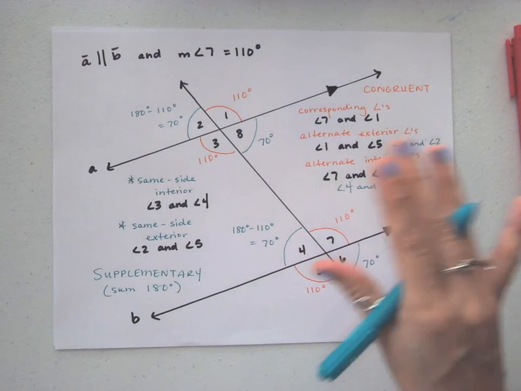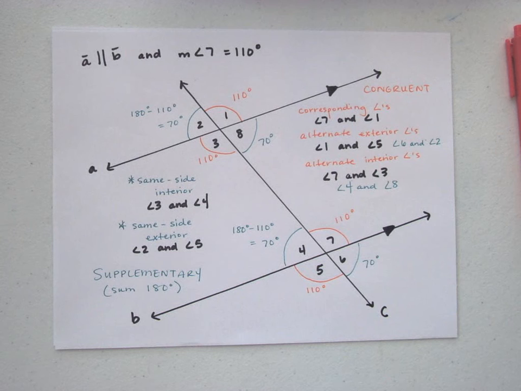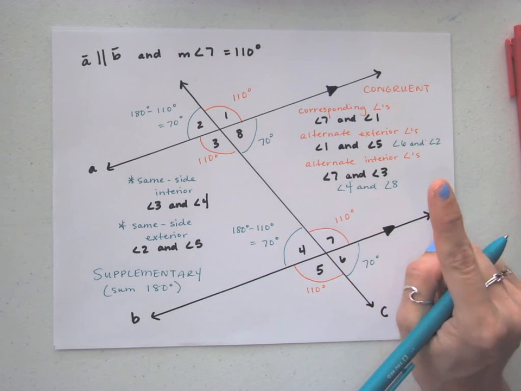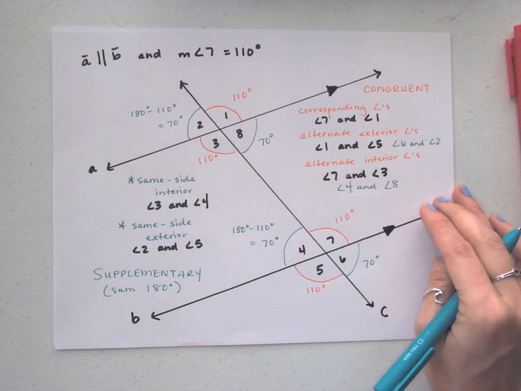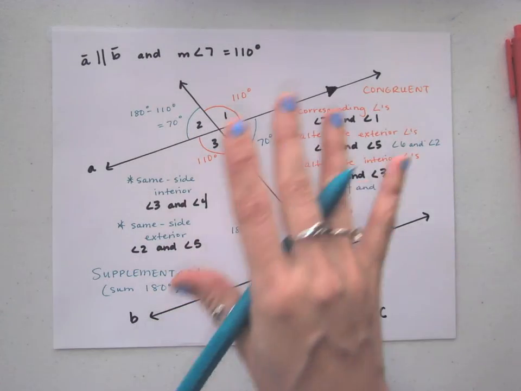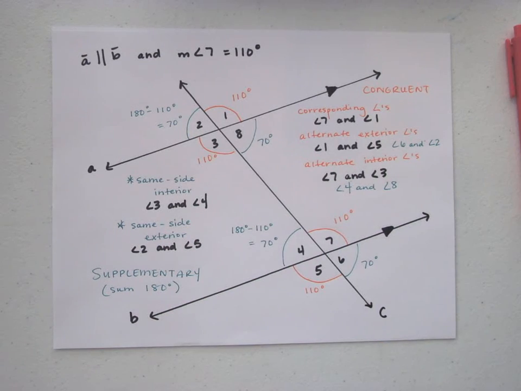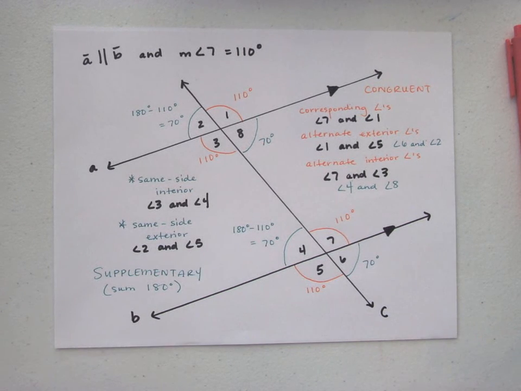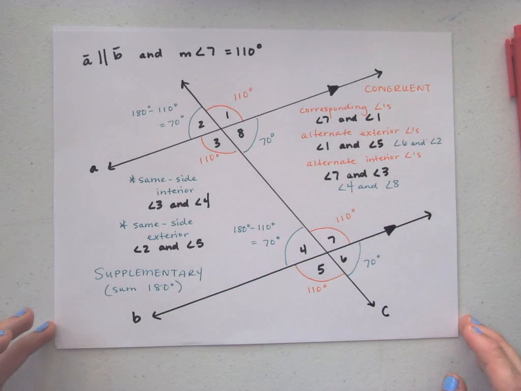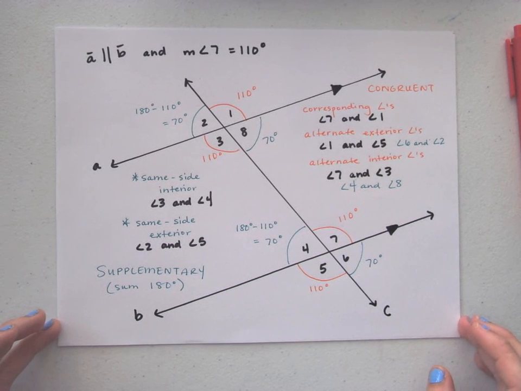Now I have all of my angles on this diagram. I was given only one angle to start with, angle 7, and just by knowing these relationships, I was able to figure out all of the other angles. So this is just an example to show you how you can use your angle relationships to identify angles, but also to find missing angles. And I hope this example helps you.